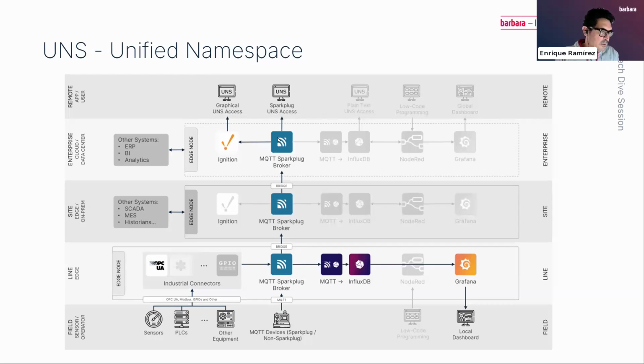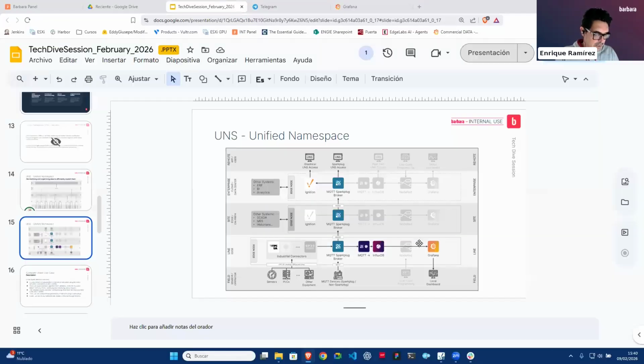So let's move to the next level, which is the enterprise level. And here we will receive all the information from the site, which is line 1 and line 2, and it will be all connected to the Ignition instance, so we can see all this dashboard with all the information together. So let's move here. Let's connect to this broker.